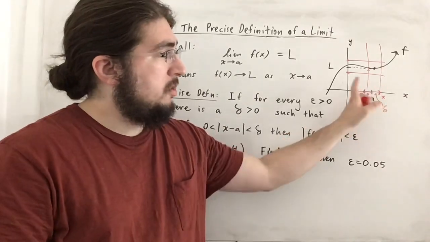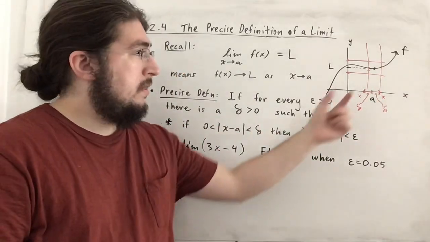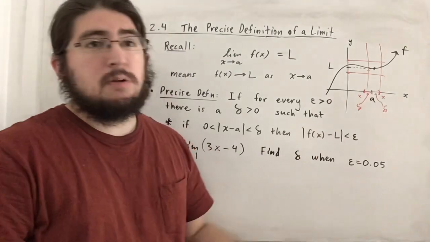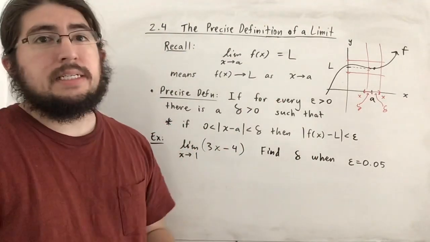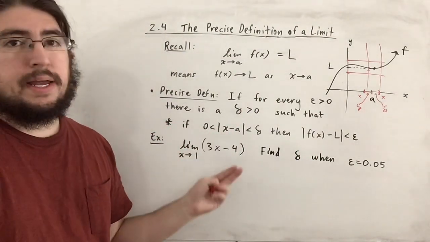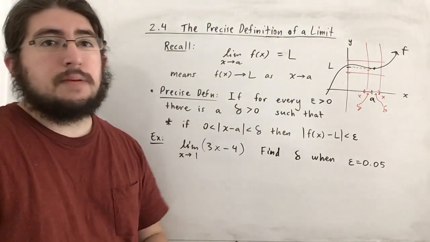So if the x you're choosing is either on the left or on the right, the distance between x and a is equal to delta. So that's what we're calling delta, that distance itself. So this is a way of describing that, at least that's the biggest that distance can be.